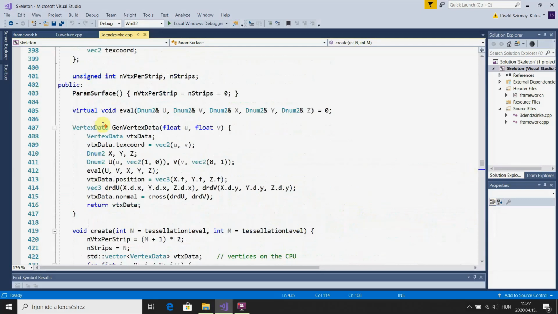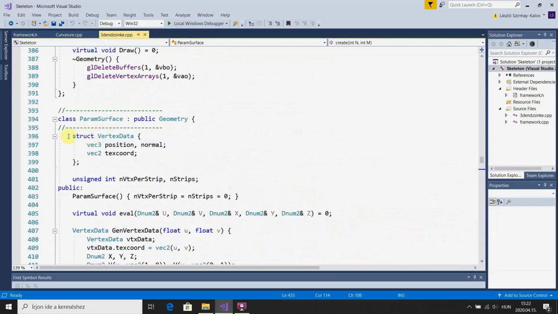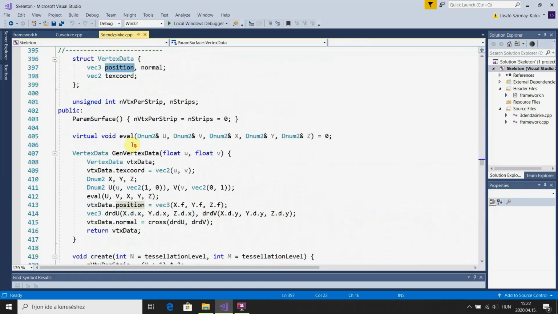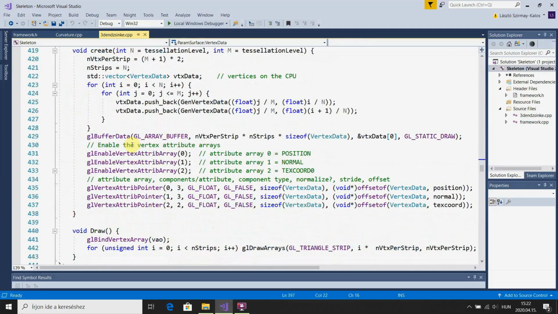Let's go back. It's here. In the vertex data structure, the offset of the position data member is 0. So this is copied to input register number 0. Input register number 1 will get the normal vector, and input register number 2 will get the texture coordinates, and for a texture coordinate pair we copy only 2 floats.